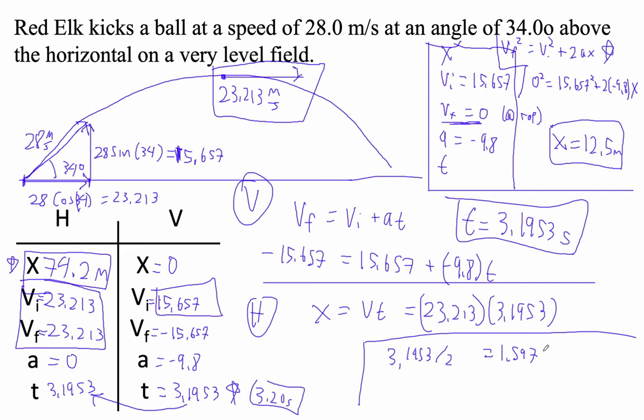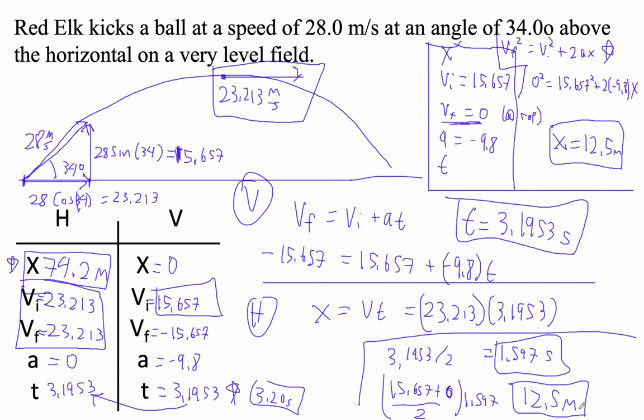Then you can find the distance using anything that uses time. That's how much time it takes to get to the top. My favorite would be 15.657 plus 0 over 2, times 1.597. Divided by 2. Yeah, same. I get exactly the same thing, 12.5. So there's not just one way to do it. I'm just showing you my favorite way. Okay. Happy hunting.